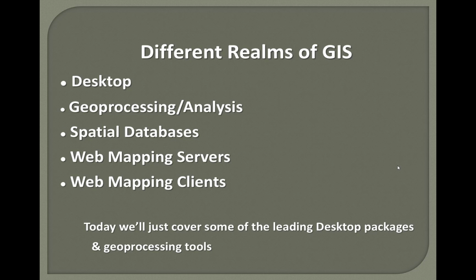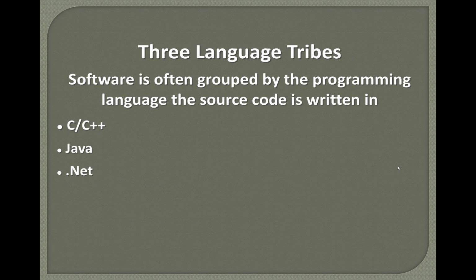There's also web mapping servers and web mapping clients. We're not going to talk about those until the second half of the semester. Today we're going to really focus on the desktop packages and geoprocessing tools. So often software will get grouped by the language it's programmed in. So there's the C or C++ tribe, Java tribe, and the .NET tribe.